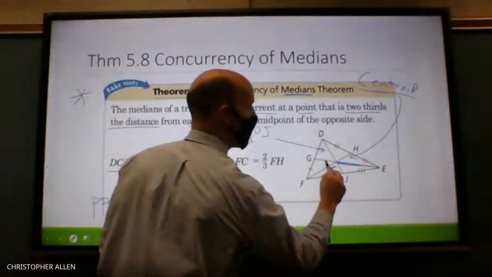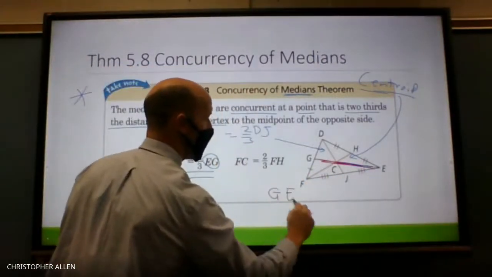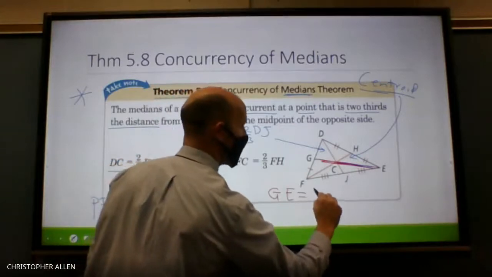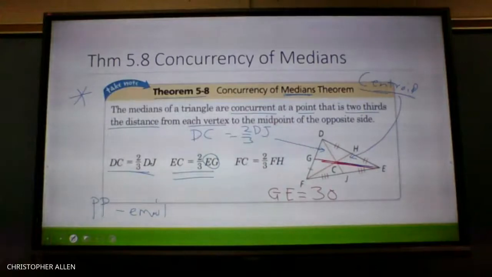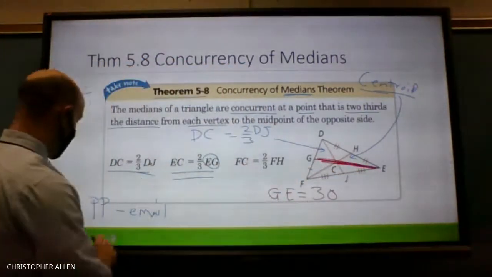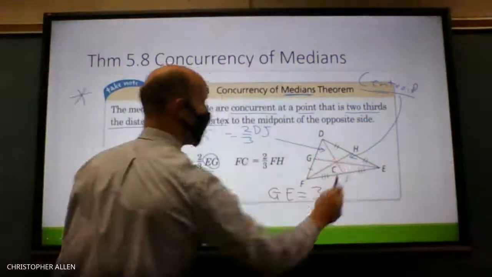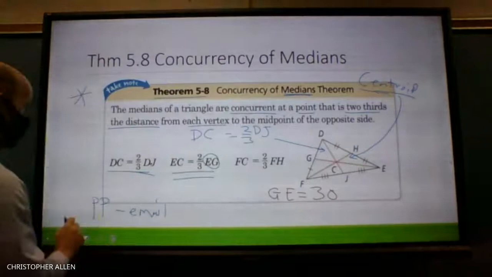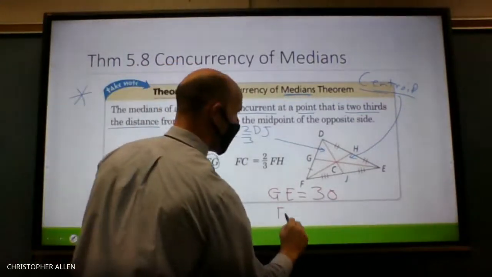Let's say that I told you that this entire length right here, GE, let's keep it really simple, let's say it's 30. If EG is 30 units long, this length right here, my question is, what is the length of EC?